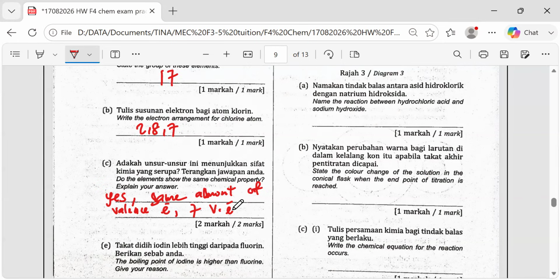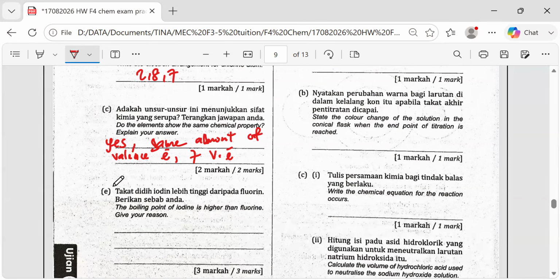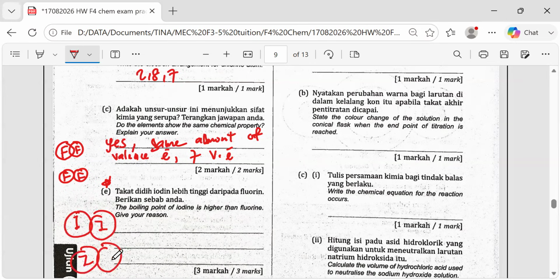The boiling point of fluorine. Okay, this one is because of the size of the molecule. Fluorine's molecule size is smaller. Iodine's molecule size is much bigger. So what forces of attraction are we talking about? Is it covalent bond, ionic bond, or intermolecular? Van der Waals is intermolecular. Van der Waals is based on size. It's like gravity. The bigger the size, the stronger the bond.